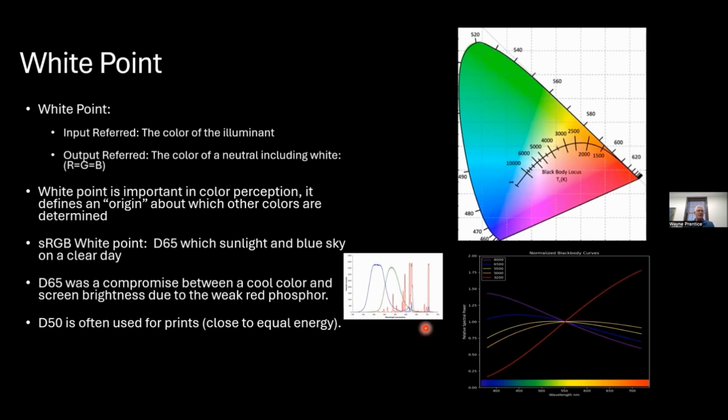D50 was common use for a reference viewing white point for prints and other things, and that's closest to equal energy. And that would be this, if you can see this orange line right here, that's the spectrum of a D50 compared to the blue line here, which is the spectrum of a D65.